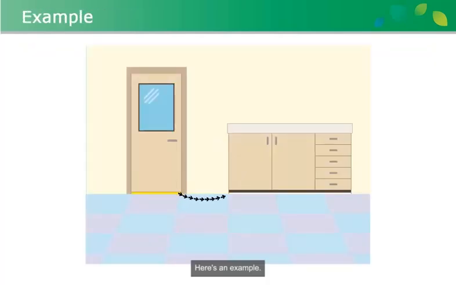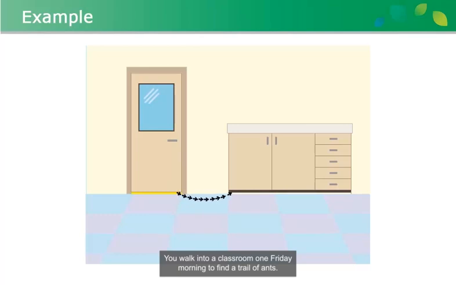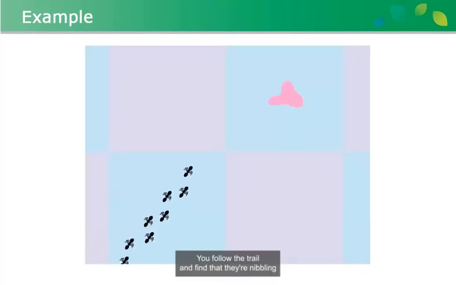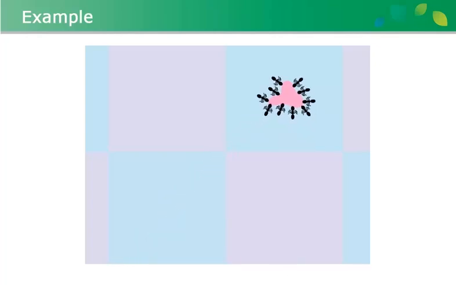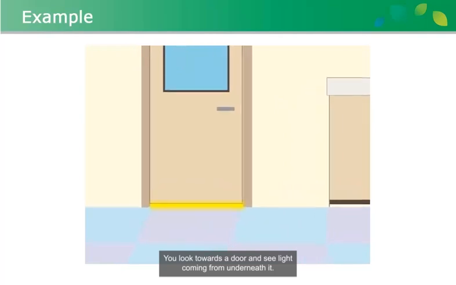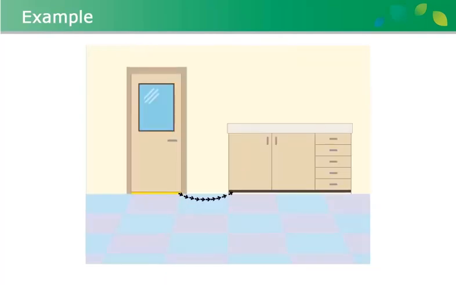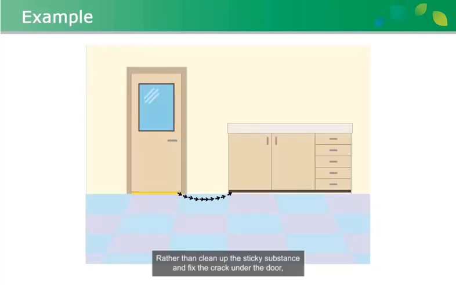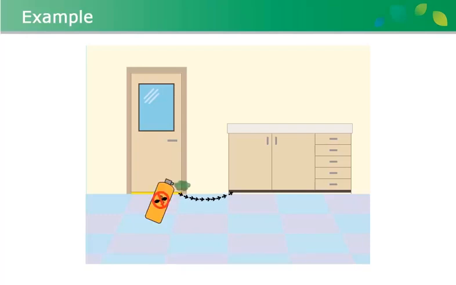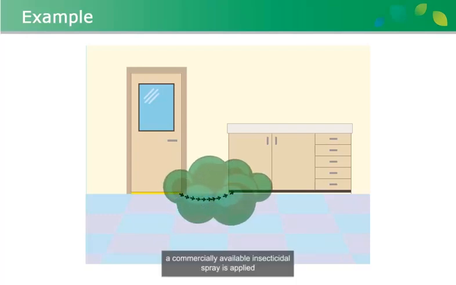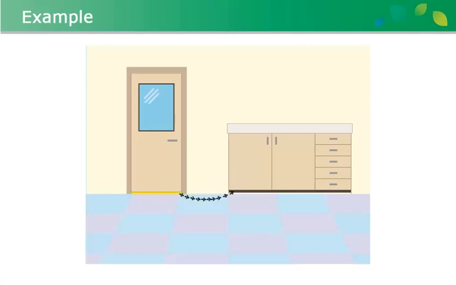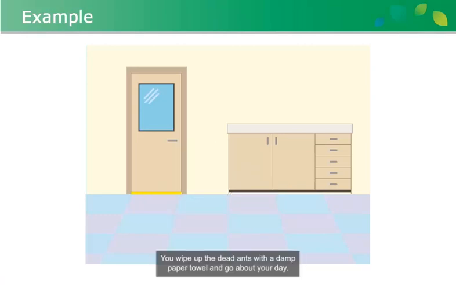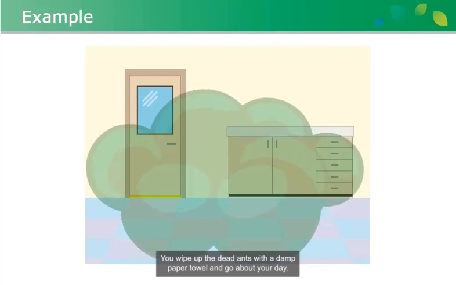Here's an example. You walk into a classroom one Friday morning to find a trail of ants. You follow the trail and find that they are nibbling at a sticky substance in a cabinet where food is stored. You look towards the door and see light coming from underneath it. Rather than clean up the sticky substance and fix the crack under the door, a commercially available insecticidal spray is applied to quickly kill the ants before class starts. You wipe up the dead ants with a damp paper towel and go about your day.